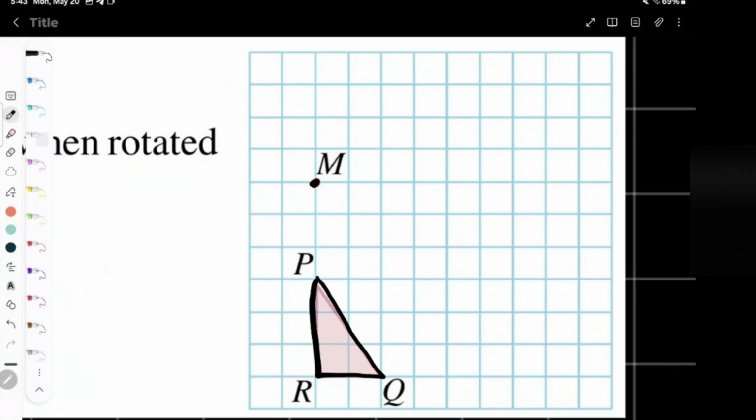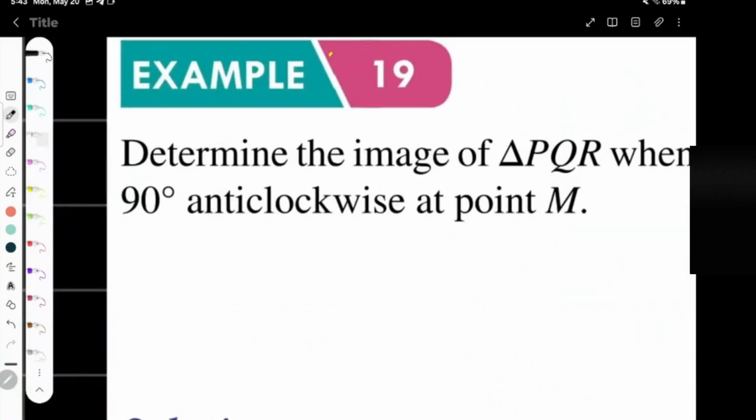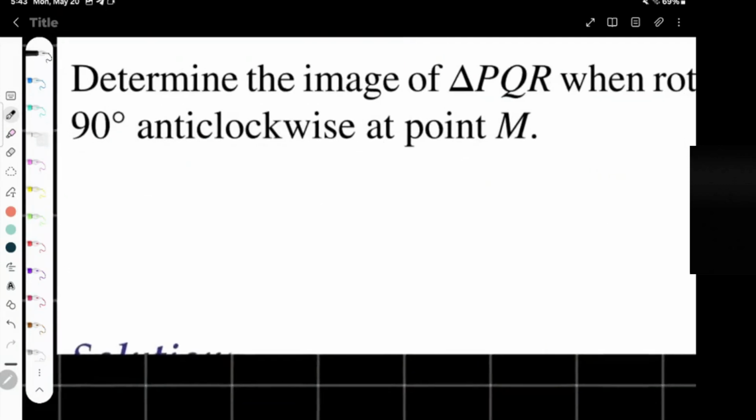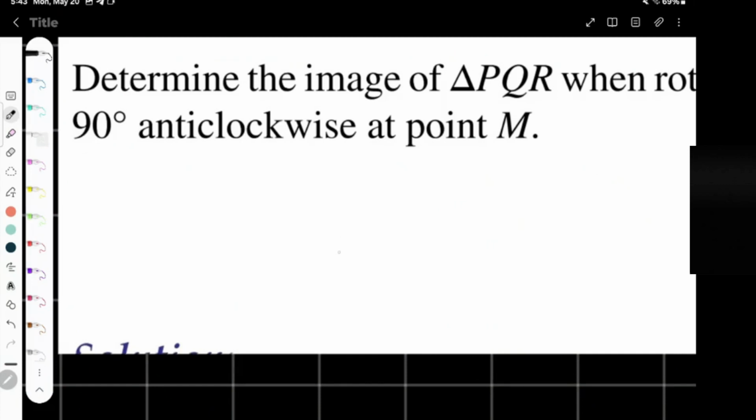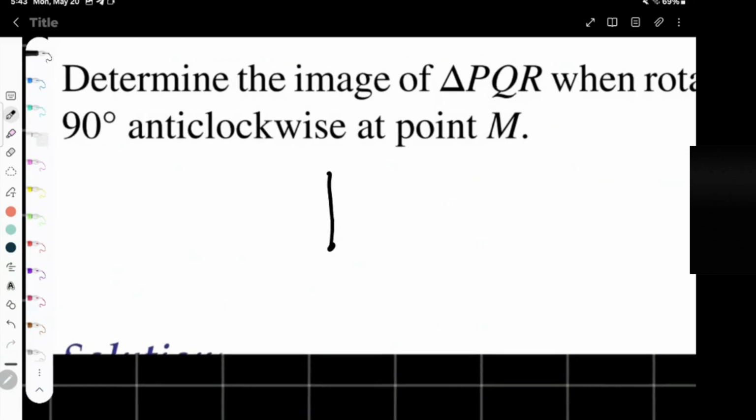They said that they are rotating at this point here, right? With what angle? 90 degrees anti-clockwise, right? Anti-clockwise, what does it mean? Actually, if you start at the center, if you start at this one, anti-clockwise, right? Okay, you know what it is.